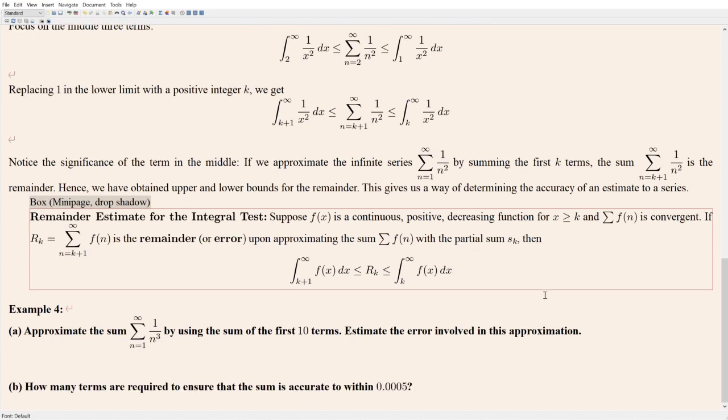Okay, so approximate the sum 1 over n cubed by using the sum of the first 10 terms. So add up the first 10 terms of this, and then we want to determine how close that is to the actual infinite sum by using these error bounds. Okay, so first off, let's go into Geogebra to actually compute this, because adding up the first 10 terms, whatever, that's just arithmetic.